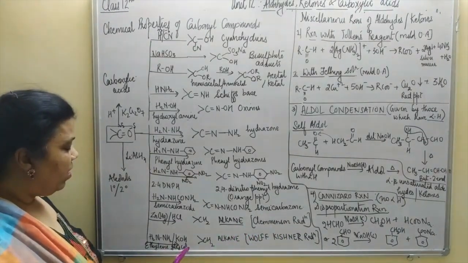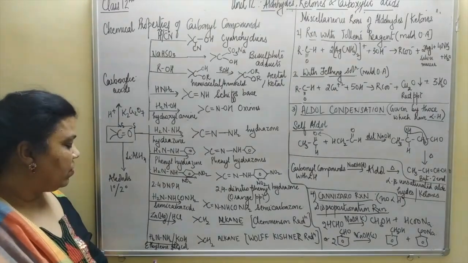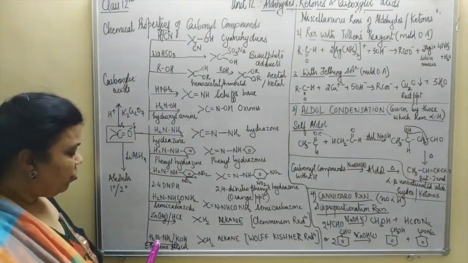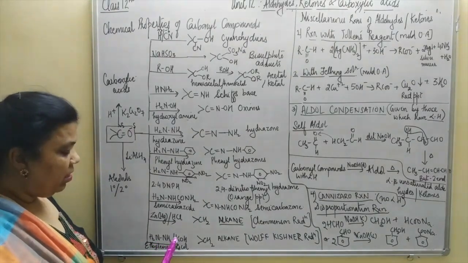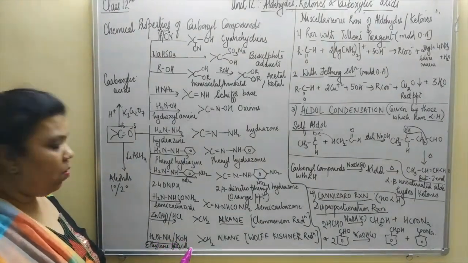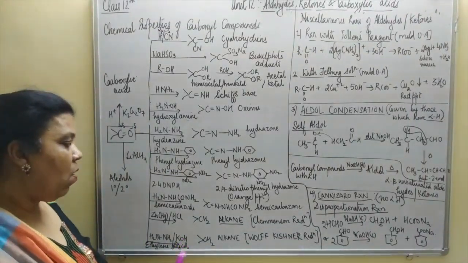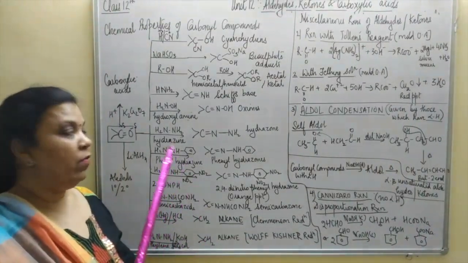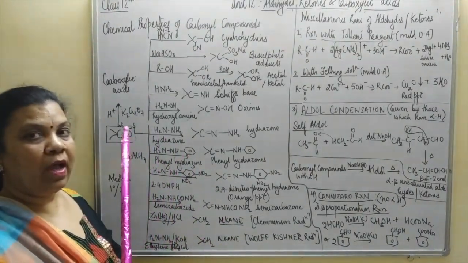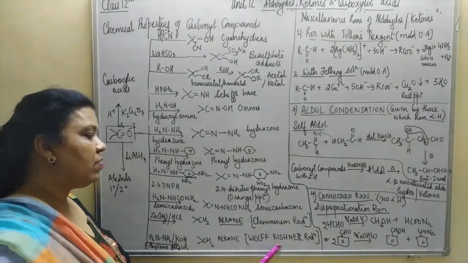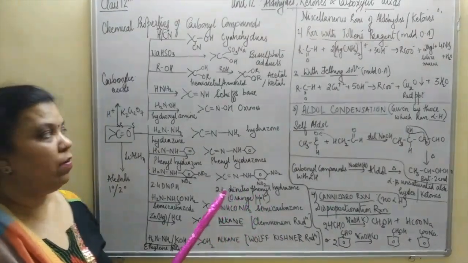Next is another type of reduction, which is called Wolff-Kishner reduction, another name reaction. The reagents are hydrazine, KOH and ethylene glycol. In the presence of hydrazine, KOH and ethylene glycol, again we can get alkanes, or again the carbonyl compound gets reduced to alkanes. The reaction is called Wolff-Kishner reduction.